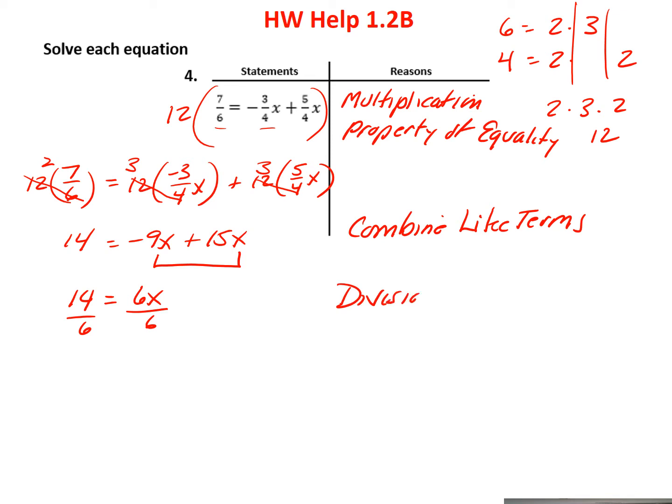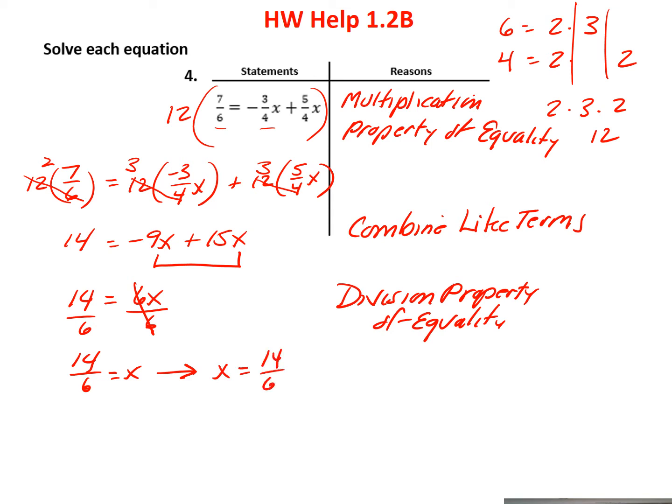This is the division property of equality. 6 divided by 6 is 1. So we end up with 14 over 6 equals x. Or we can turn that around and say x equals 14 divided by 6. This one, you notice that we can reduce because we can take a 2 out of each of them and actually get x equals 7/3. Or if you'd like, it's 2 1/3.